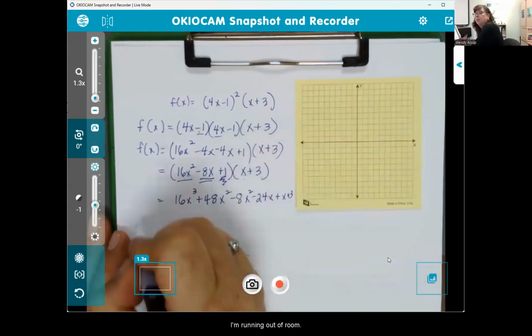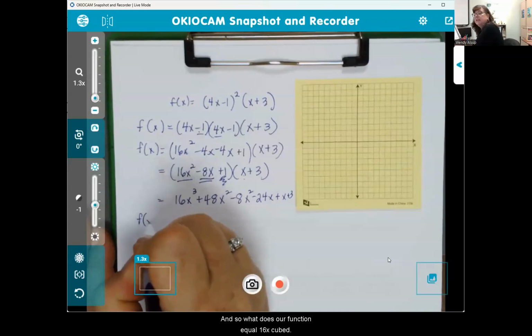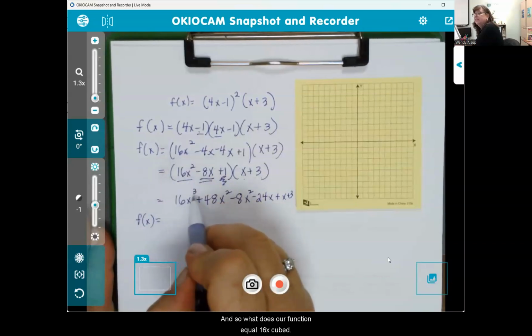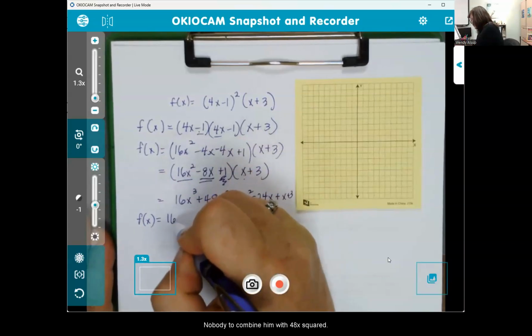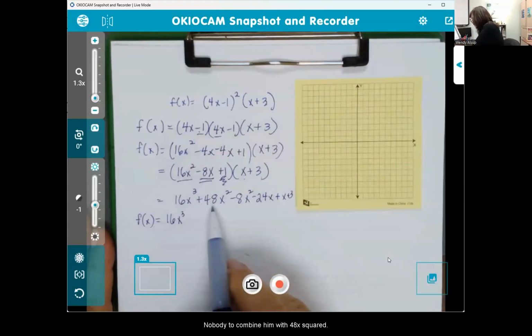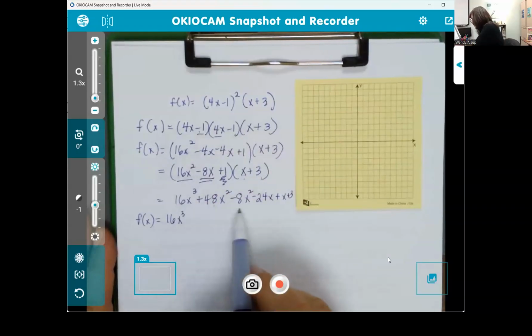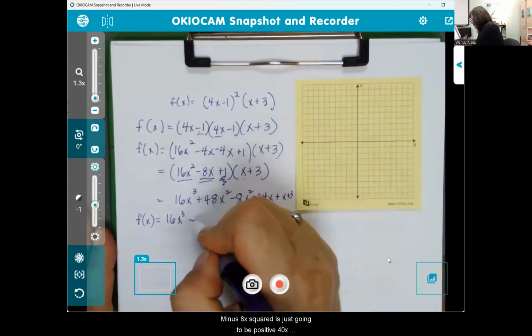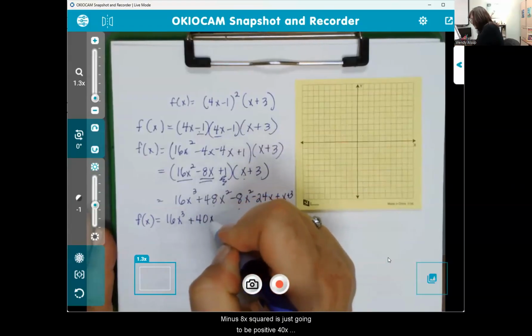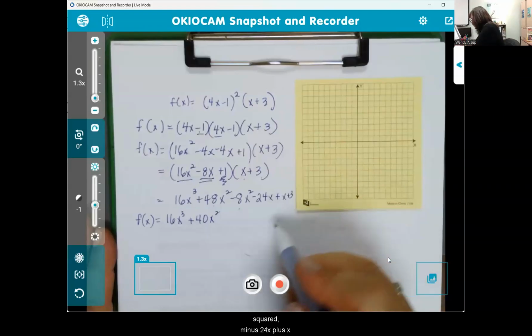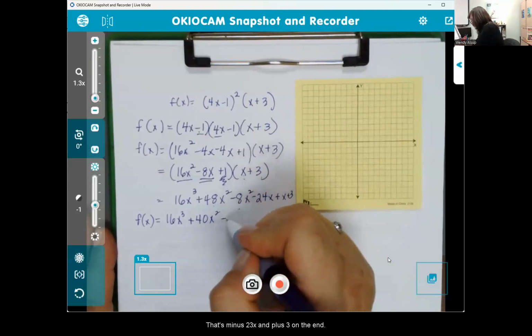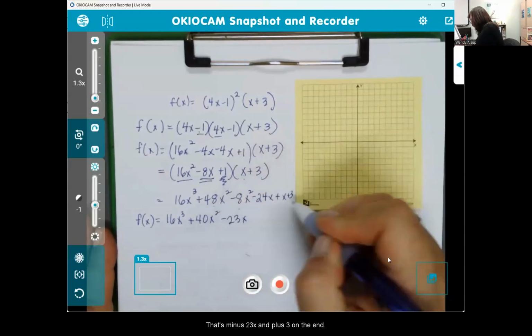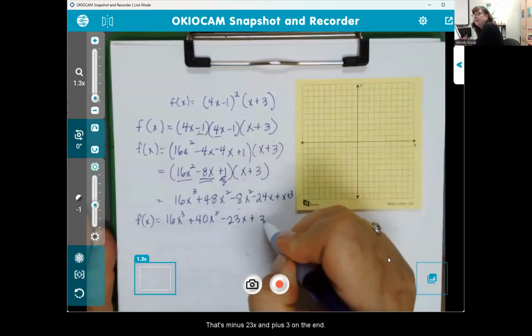I'm running out of room. And so what does our function equal? 16x cubed, nobody to combine it with. 48x squared minus 8x squared is just going to be positive 40x squared. Minus 24x plus x, that's minus 23x, and plus 3 on the end.